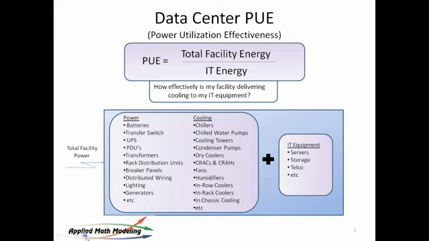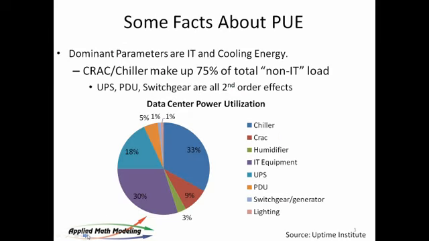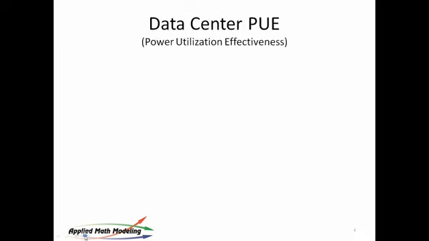But when you look at that big long list of things, you find that the dominant characteristic is really the cooling system. The cooling system itself makes up 75% of the non-IT load in the room. So inefficiencies in UPSs and PDUs are all second order. The primary thing is the CRAC and the chiller, the heat pump. It's getting the heat out of the room that is the dominant characteristic with respect to energy.